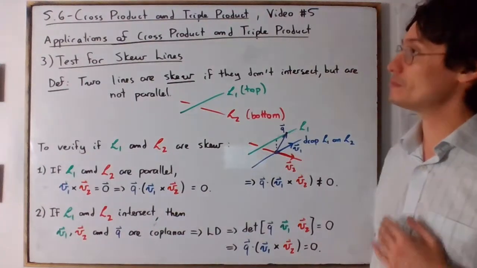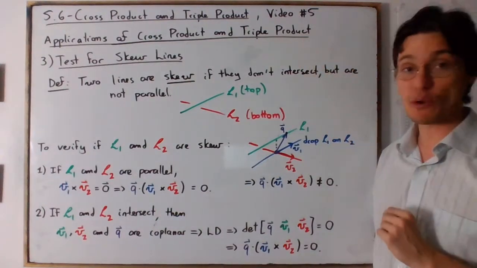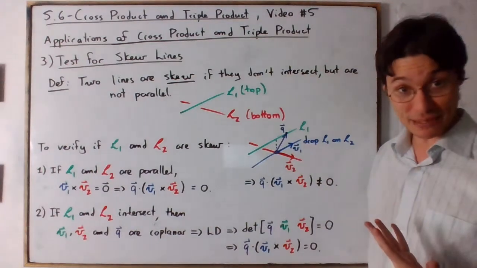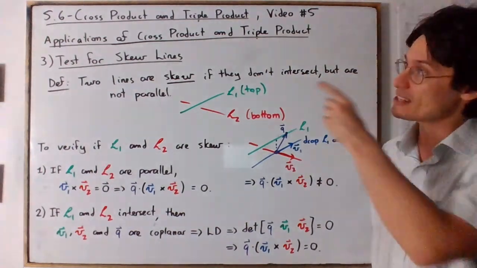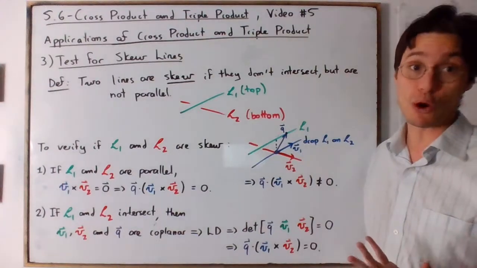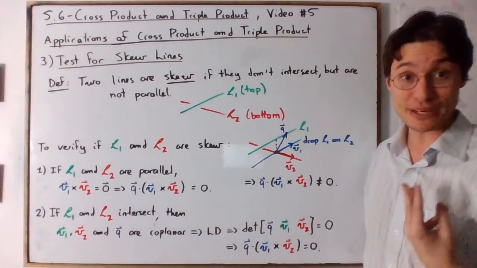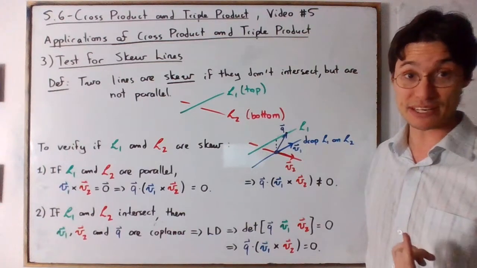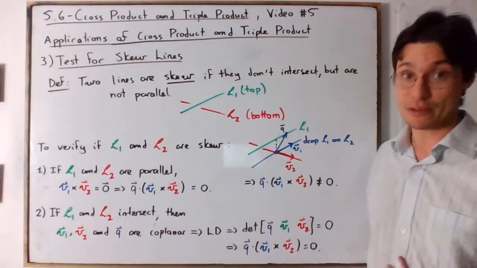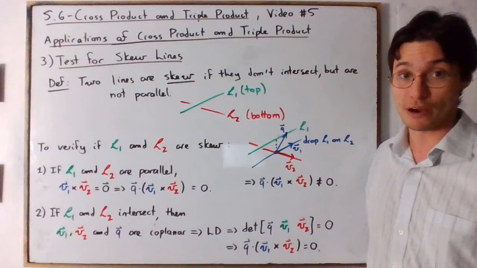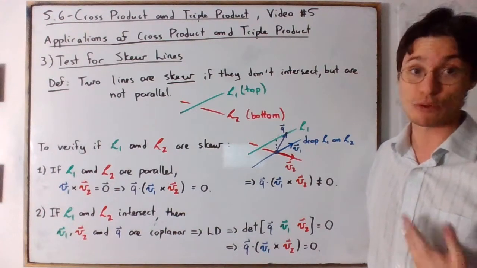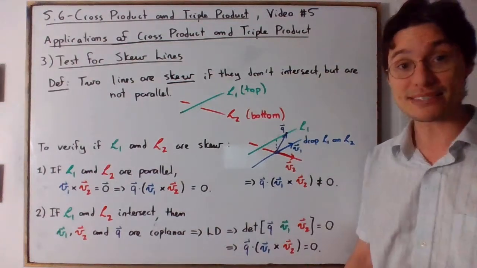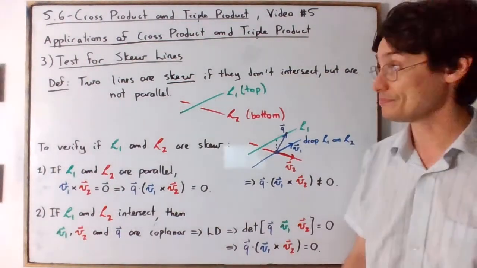In this video of the makeup class on cross product and triple product, hopefully the last one, we're going to see the third application, which is to test if two lines are skew or not in R3. There are 4 applications in total, but the fourth one I already posted on YouTube. It is also mandatory, unfortunately, but it's in the supplement. I will remind you of that later. But for now, number 3: we want to test if two lines are skew or not.